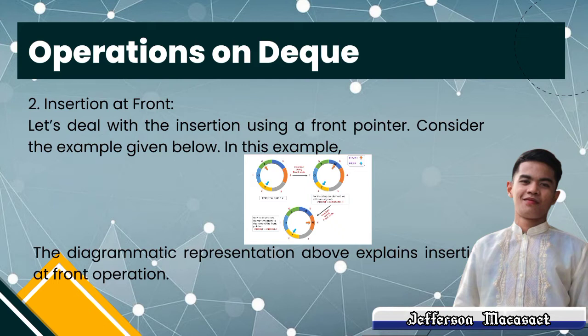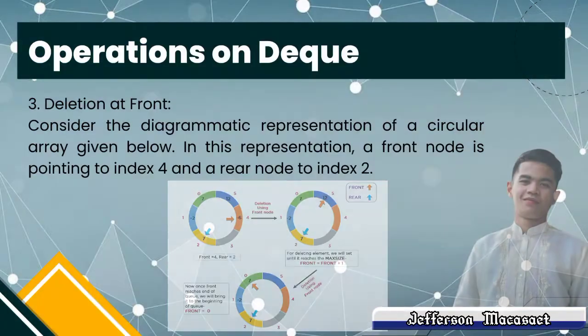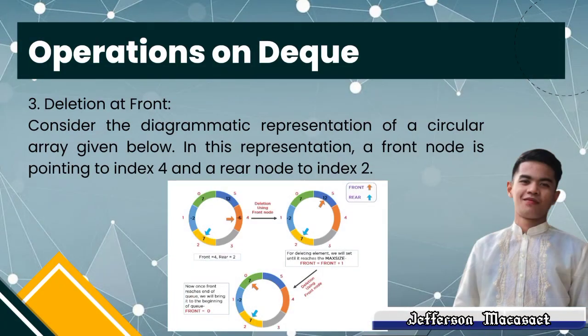But for further insertions, you will just decrement the value of the front pointer. The diagrammatic representation above explains the insertion at front operation. Deletion at front. Consider the diagrammatic representation of a circular array given below. In this representation, a front node is pointing to index 4 and a rear node to index 2.